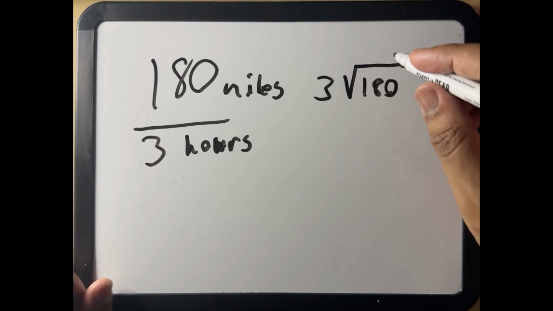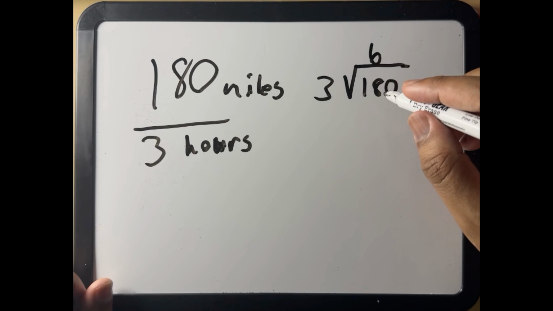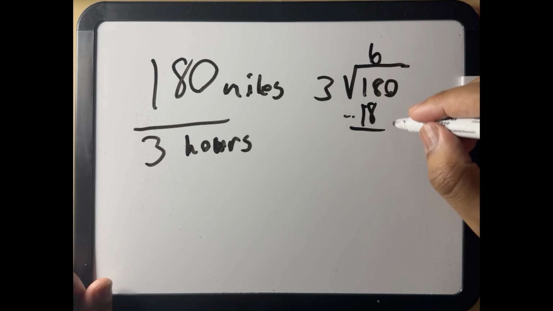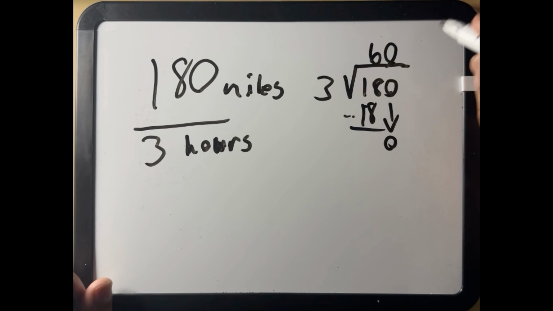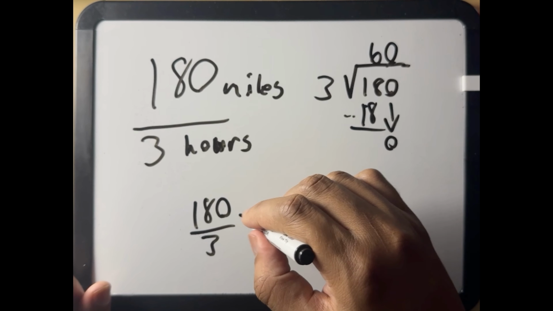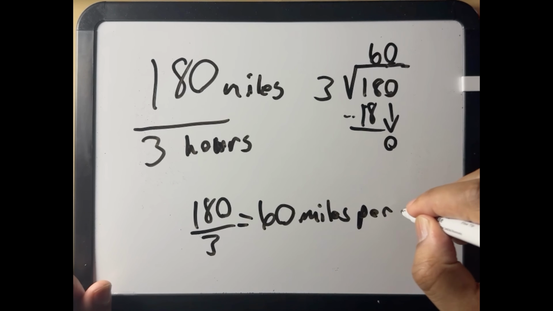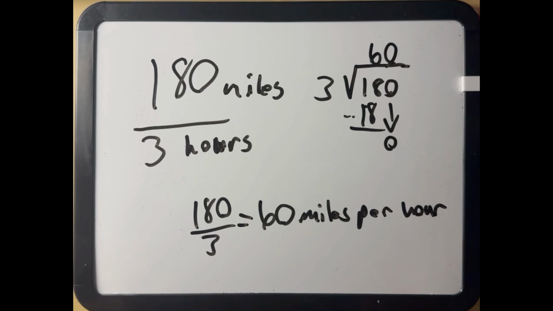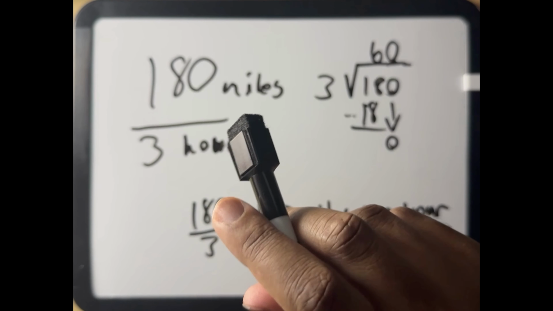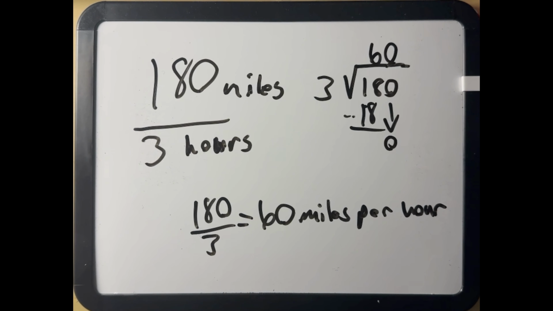Three goes into 1, 0 times. 3 goes into 18, 6 times. 3 times 6, 18, cancels out. Bring the 0 down. So 180 over 3 equals 60 miles per hour. You can use this to figure out how far you can travel in a different amount of time, or how much time it will take to cover a certain distance. Let's move on to the next one.